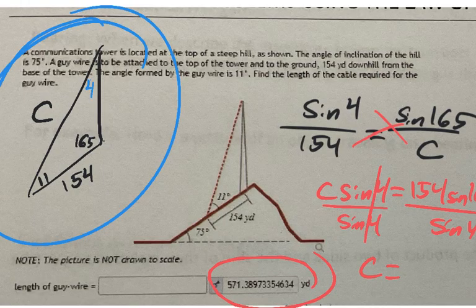Is that it? Yeah. So we'll go 390 if we're going to three decimal places.